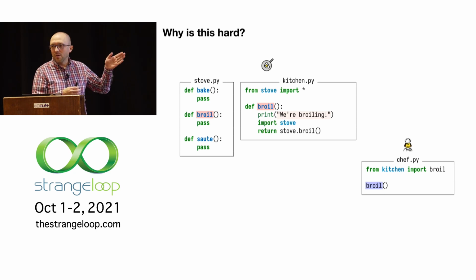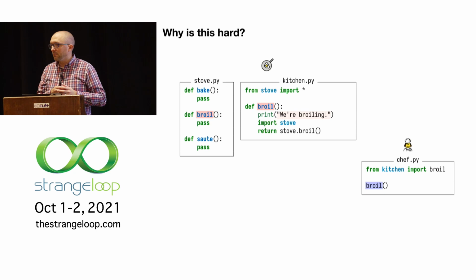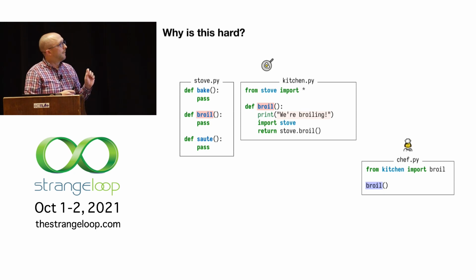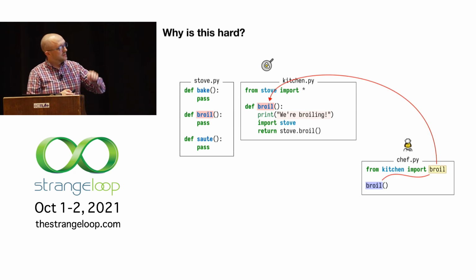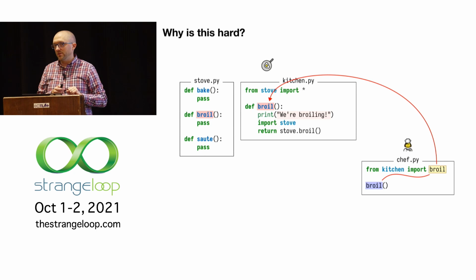And you might imagine more complex logging. I just used a print statement here to keep the example simple. But what this does is it changes the name binding. The reference down in chef.py now lands on this new function that was introduced in kitchen.py.